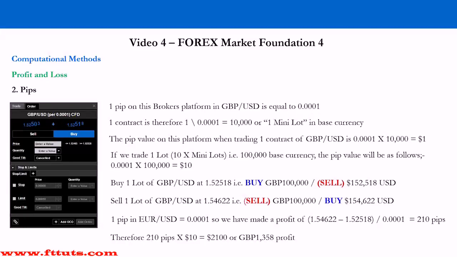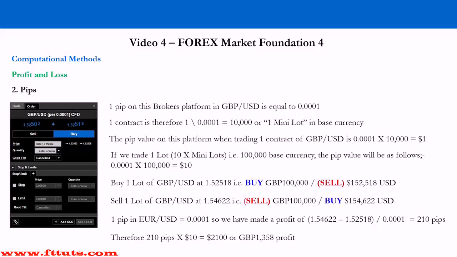That means one contract is 1 divided by spot 0001, which is 10,000. So one contract equals 10,000, so 1 mini lot in base currency. The pip value on the platform, so we work this out.